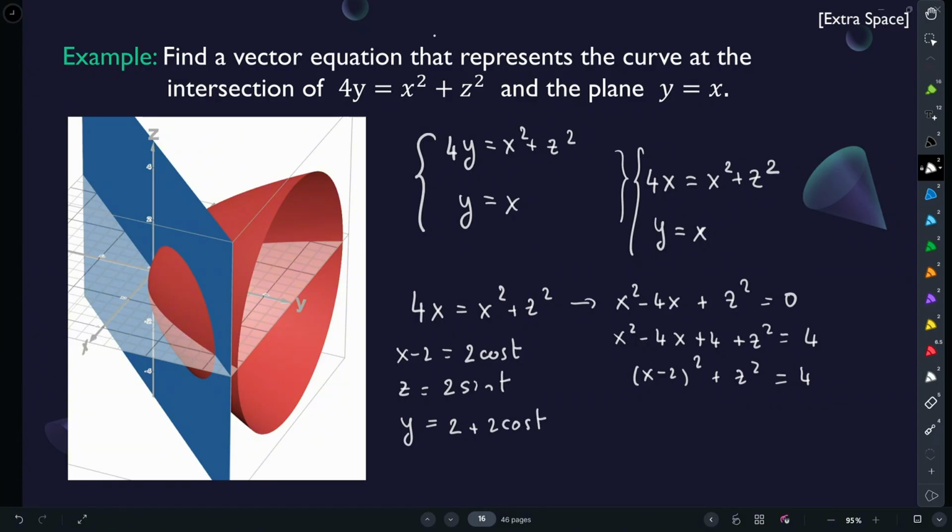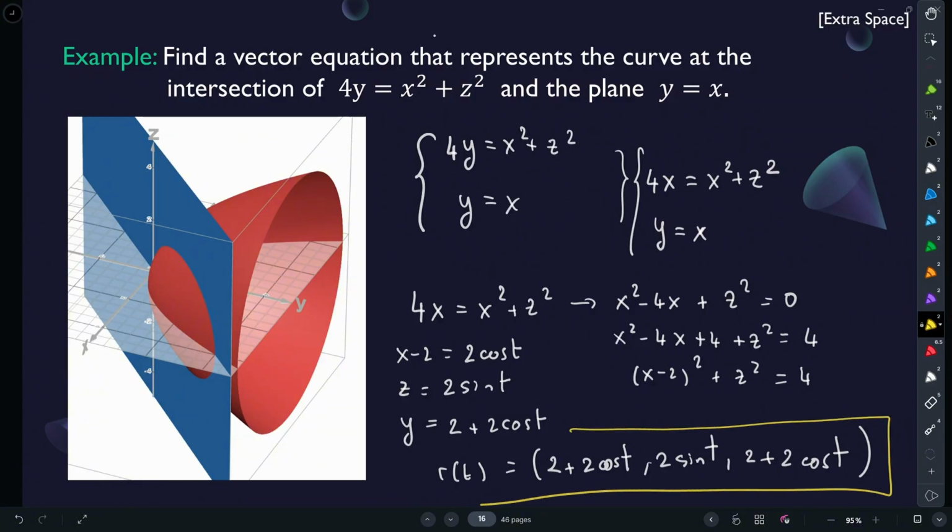So this is actually a parametric equation already, but in vector form, it will be 2 plus 2 cosine t, 2 sine t, 2 plus 2 cosine t. That is my vector valued equation that parameterizes.